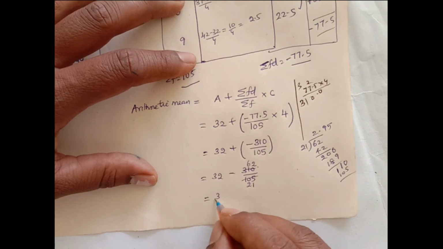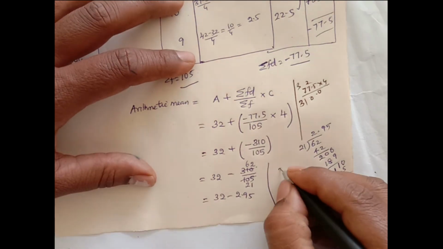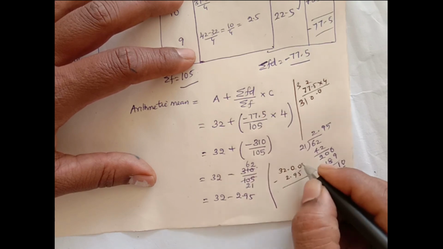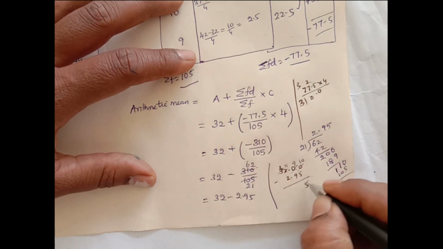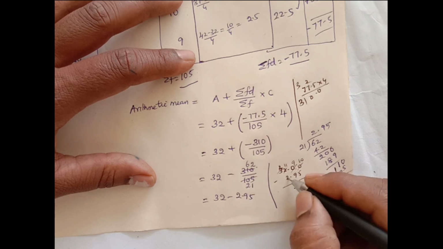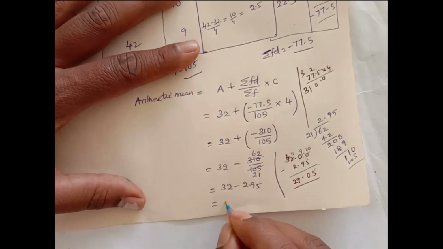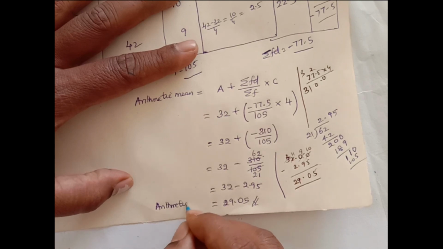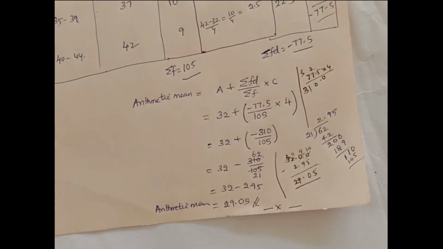So I can write here 32 minus 2.95, that is 32.0 minus 2.95. So 10, 9, 1, that is 2 will be 11, 10 minus 5 is 5, 9 minus 9 is 0, 11 minus 2 is 9, that is 29.05. This is the arithmetic mean using step deviation method. By this we are completing exercise 8.1. Thank you.